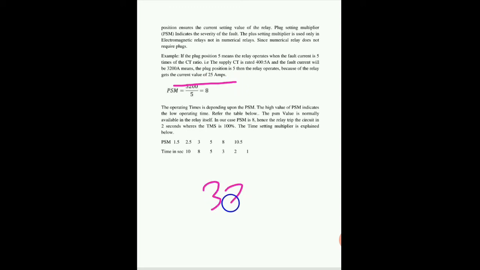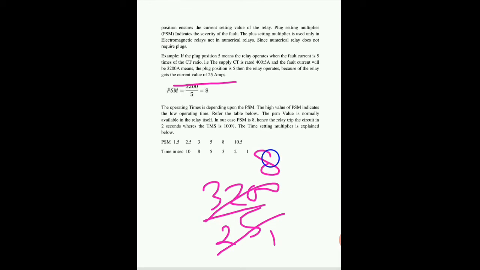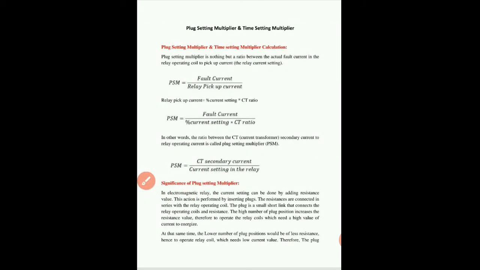Now we can see the plug position is 5, this is okay, so current value of 25 ampere. So PSM is 3200 divided by 5, we can get 25, sorry, 25. Or we can divide it, we can get what, 8 answer. This is the mistake you have to correct.